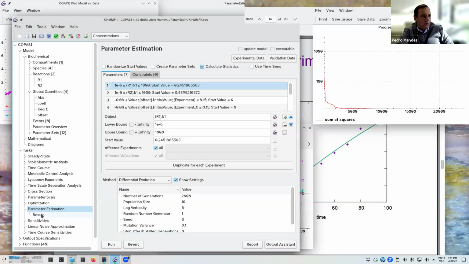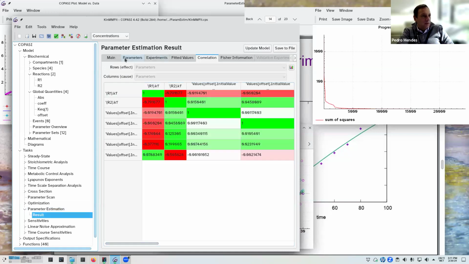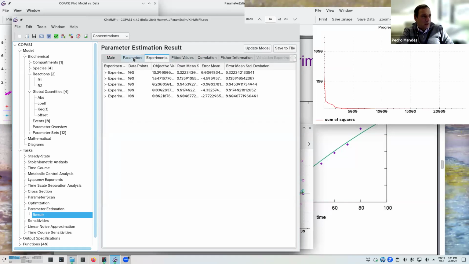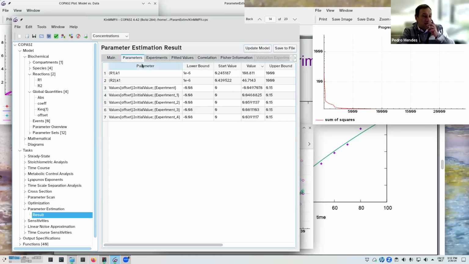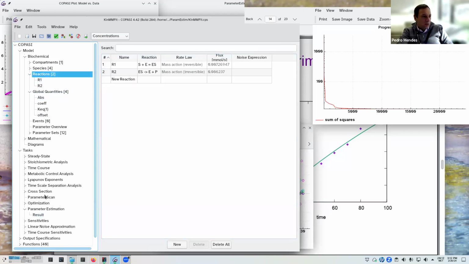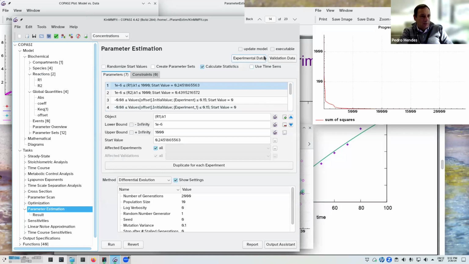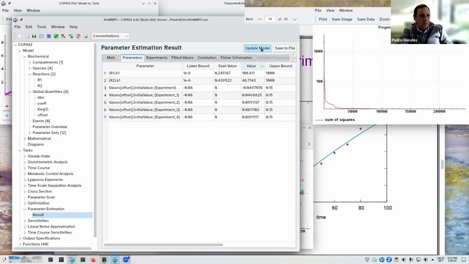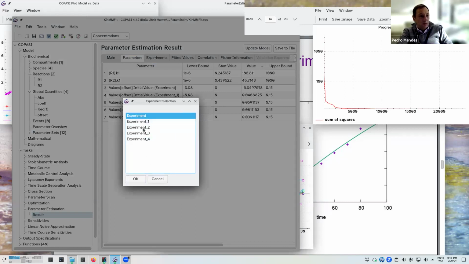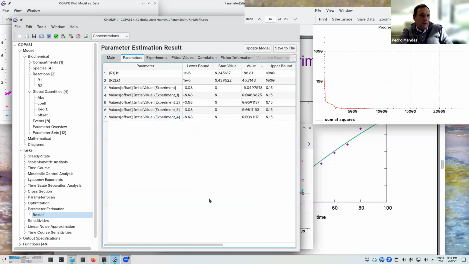Now what you do is you go to results. And you have to update the model. That is, you press this button to update the model. That will change the parameter values on the reactions. We'll make them what they were estimated in the parameter values. So we go result, update model. And it's going to ask us update to which experiment, because of course they have different values. Let's say for the first one, the kinetic constants are the same.